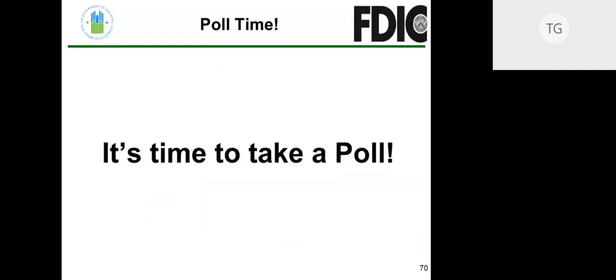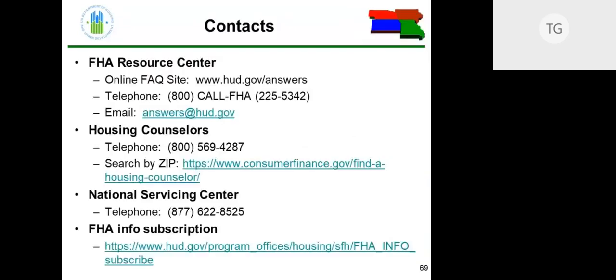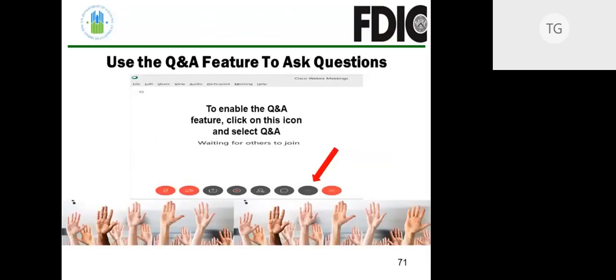It's now time to take a poll. You can participate in the poll by clicking on the three dots at the bottom of your screen, then click Poll. Hold on one second while I open the poll. Okay, the polls are now open.